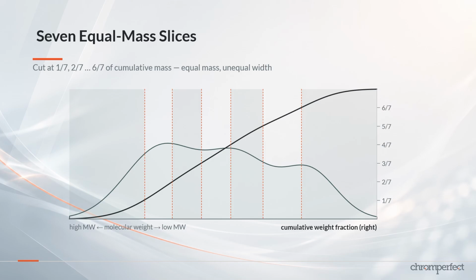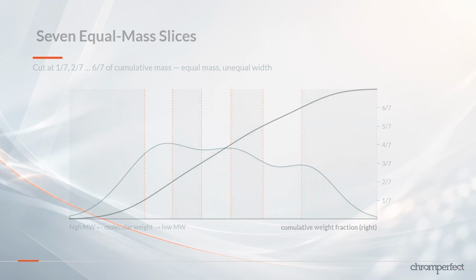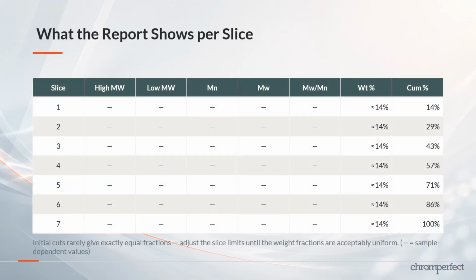The cumulative weight fraction trace shows the proportion of sample mass that has eluted as molecular weight changes. The molecular weights corresponding to 1/7, 2/7, 3/7, and continuing through 6/7 of the cumulative mass can be estimated from an enlarged plot. These molecular weights establish preliminary slice boundaries. A formatted report can then calculate the high and low molecular weight limits, Mn, Mw, polydispersity, weight fraction, and cumulative fraction for each proposed slice.